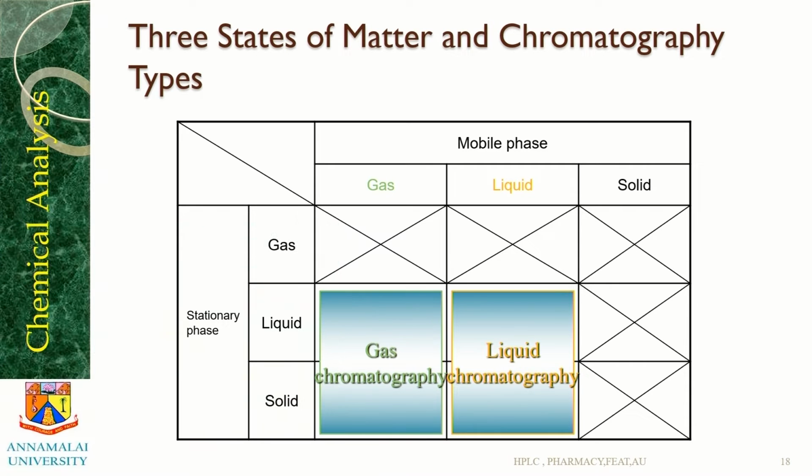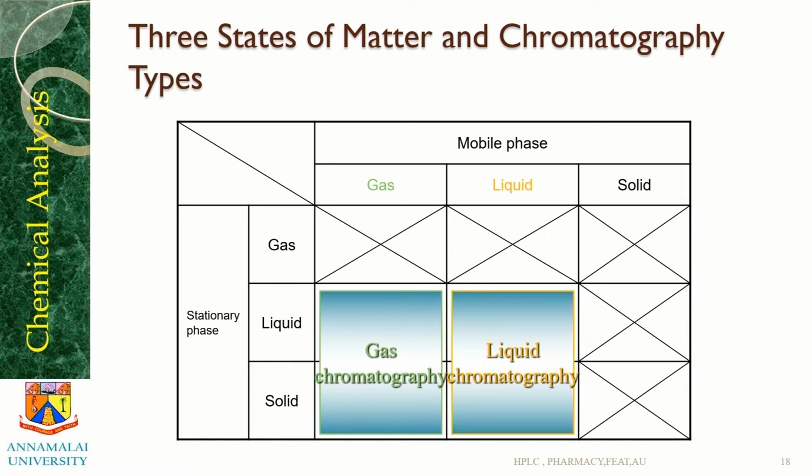Three states of matter and chromatography types. The stationary phase can be a liquid or a solid. The stationary phase cannot be a gas. The mobile phase can be a gas or a liquid. When the stationary phase is a liquid and the mobile phase is a gas, it is called gas chromatography, and when the stationary phase is a solid and the mobile phase is a liquid, it is called liquid chromatography.